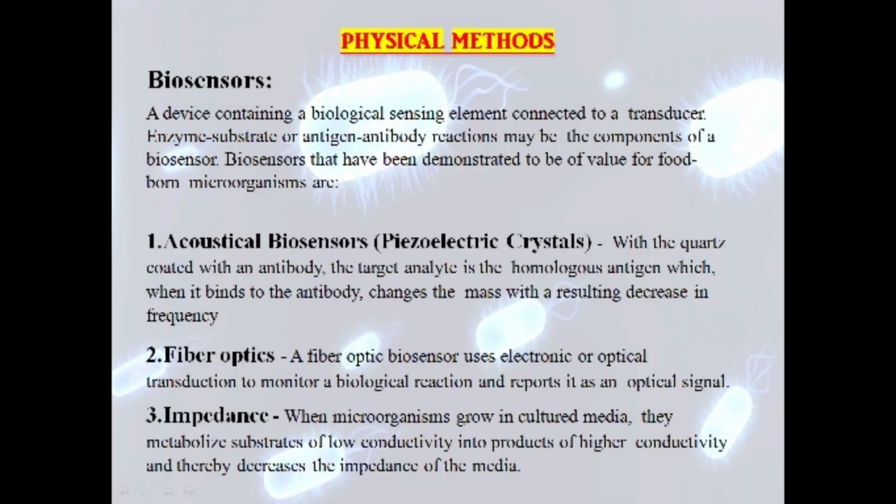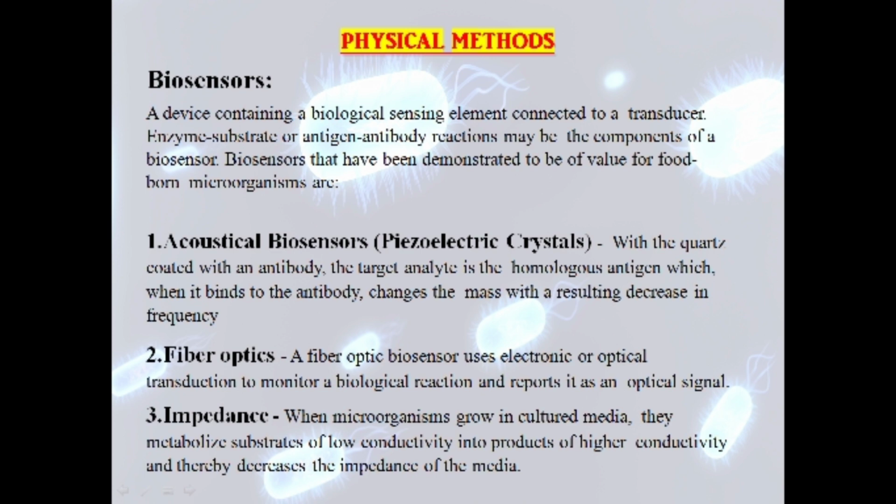So, physical methods: biosensors. A device that contains a biological sensing element connected to a transducer. Enzyme, substrate, or antigen-antibody reactions may be the components of a biosensor. Biosensors have been demonstrated to be of value for food-borne microorganisms. So it has three subcategories.